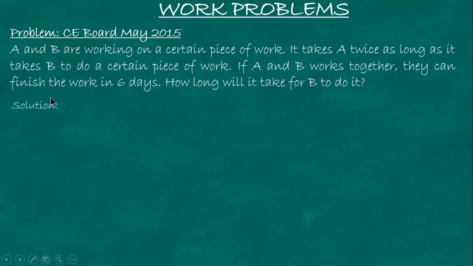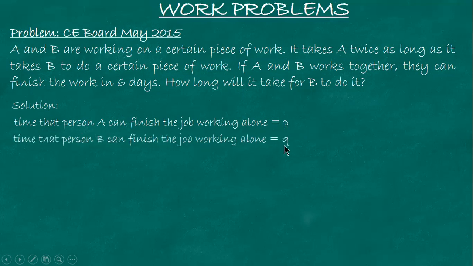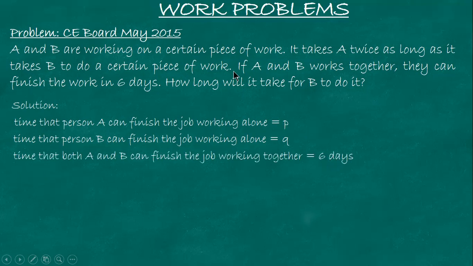Sige, balik tas given. Time that person A can finish the job working alone is P. Di ba? For B, it's Q. Now, working together 6 days. Naman na yun. If A and B works together, they can finish the work in 6 days.